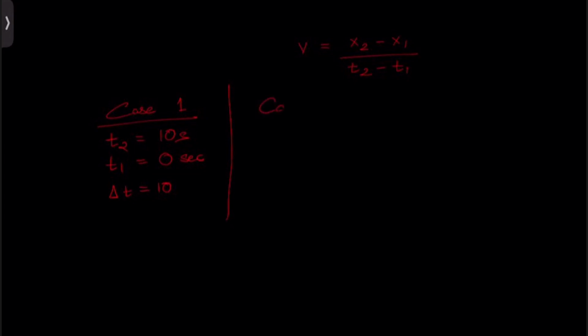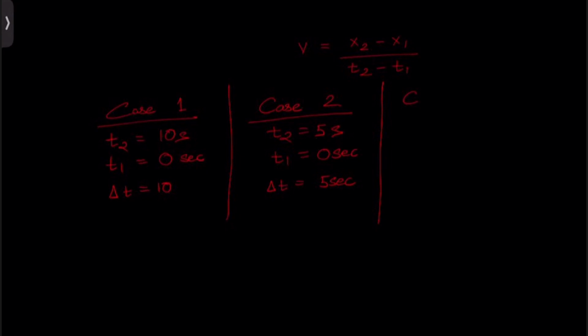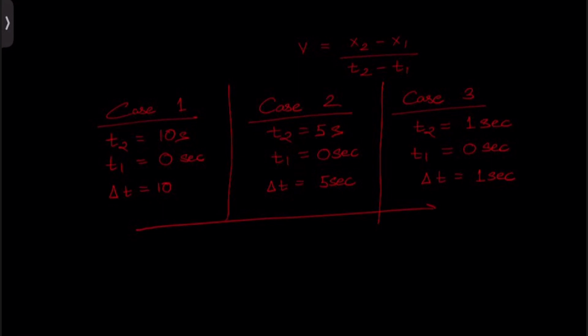Let us take case 2 now. Here t2, let us take 5 seconds, and t1 as 0 seconds. Here delta t is becoming 5 seconds. Let us take even another case. Case 3, in which t2 is 1 second and t1 is 0 seconds. Delta t here becomes 1 second. Right? So as you can see, as I take the cases towards the right hand side, the value of delta t keeps on decreasing.